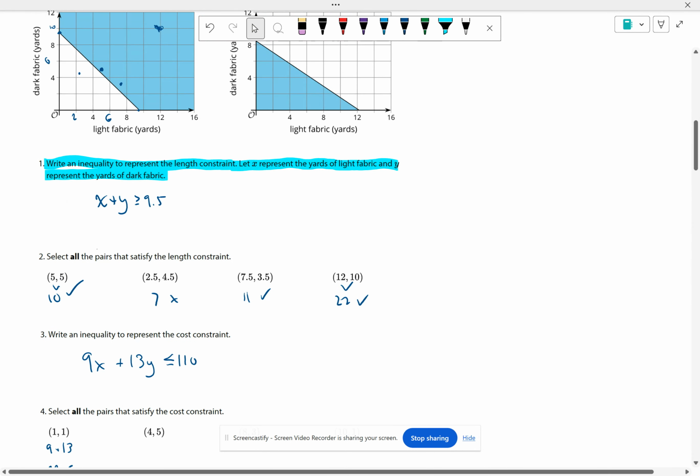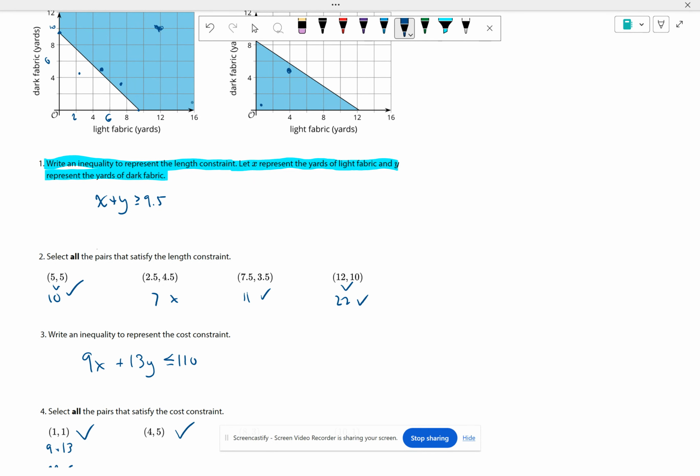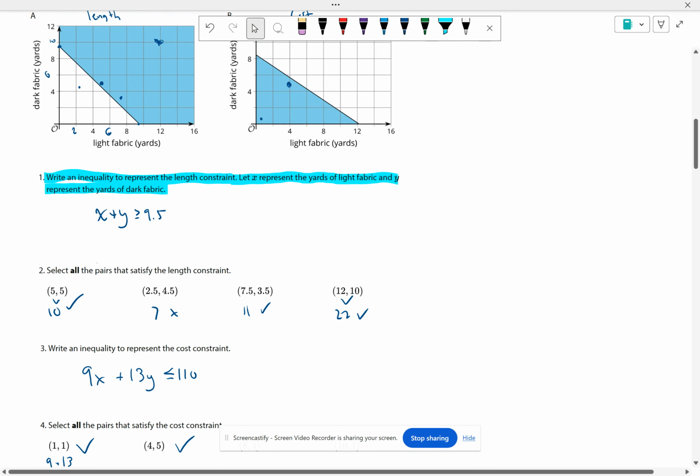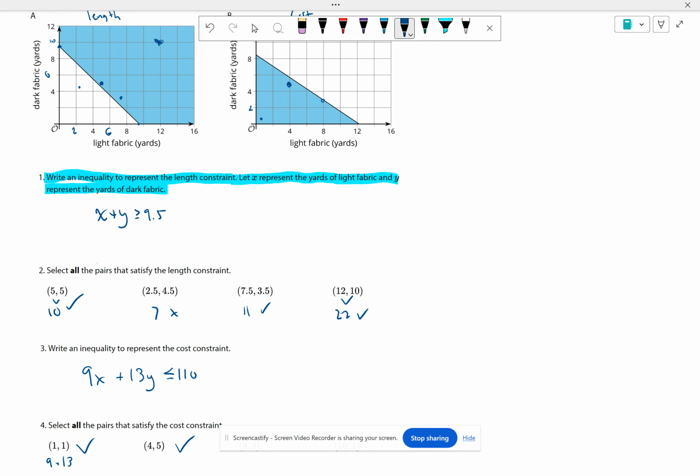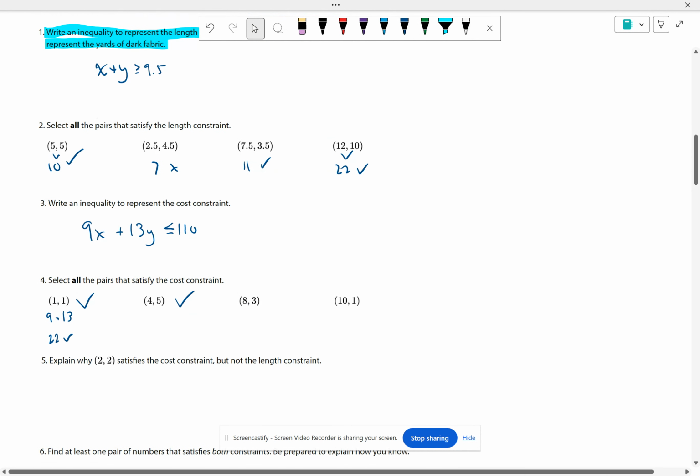So the point 1, 1 is right here. That's in my shaded region. That's going to be a solution. The point 4, 5 is right around here. That's in my shaded region. That's going to be a solution. The point 8, 3 looks very close. So I'm not sure. I'm actually going to have to do the calculation here.